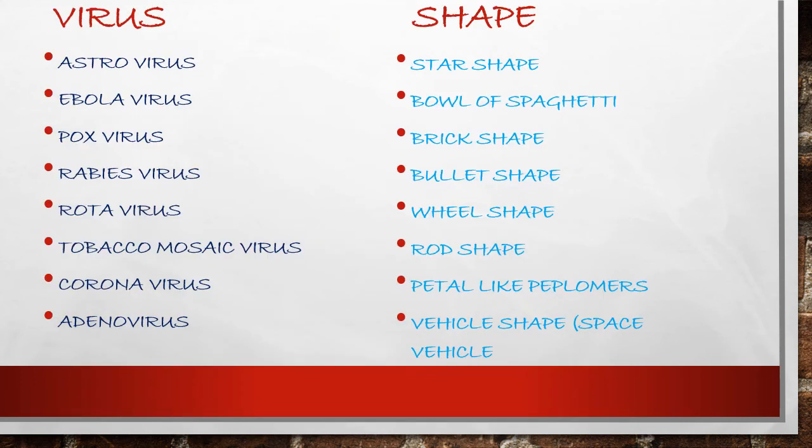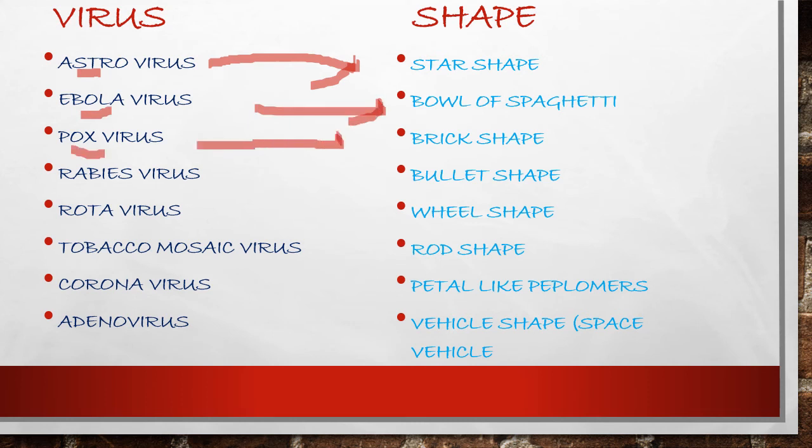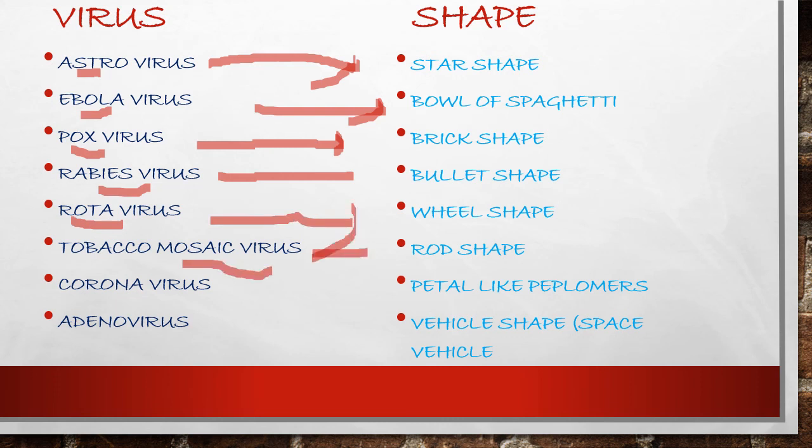And here I brought a special chart with shapes. Astrovirus is like a star, you can remember it with STR. Ebola virus is like a ball of spaghetti. Pox virus is box or brick shape. Rabies virus is bullet shape. Rotavirus, rota hua bachcha, wheel shape. And tobacco mosaic virus, rod shape. Coronavirus, petal-like peplomers. Adenovirus, vehicle shape or space vehicle. Okay, that's about the topic.